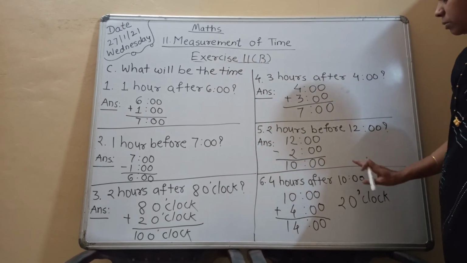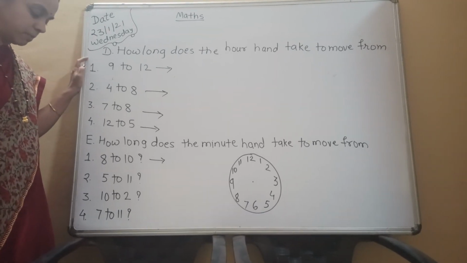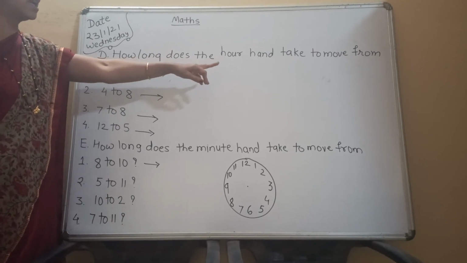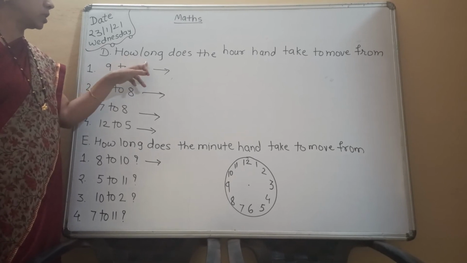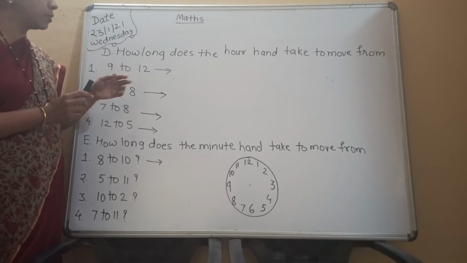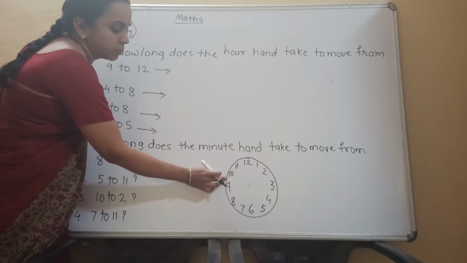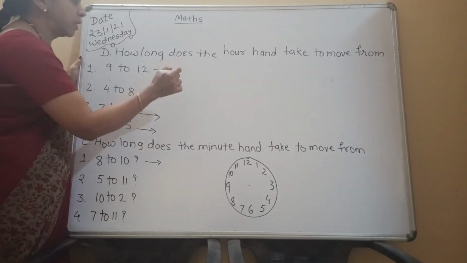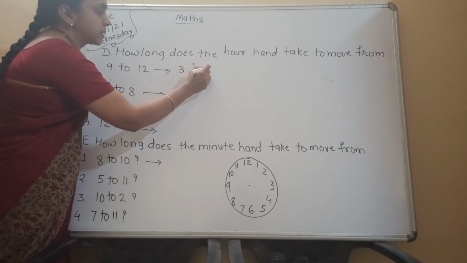So, in your notebook, you write down all these questions. Now see your page number 133. Question D. How long does the hour hand take to move from 9 to 12? Now see what is the question. See now, hour hand. 9 to 12: 1, 2, 3. Only hour hand we have to count. So, we will write here 3 hours.